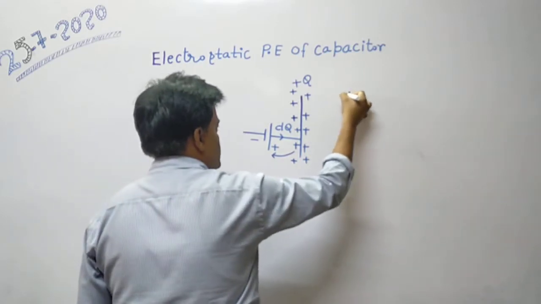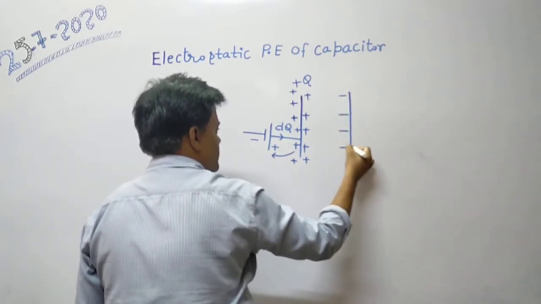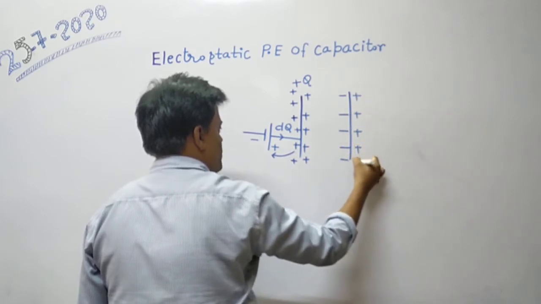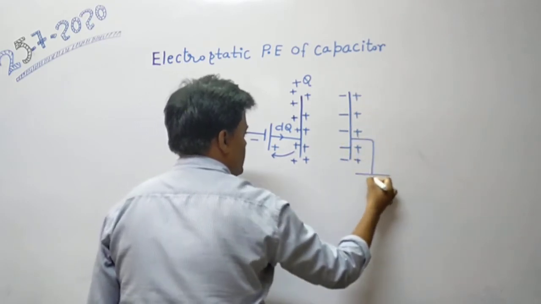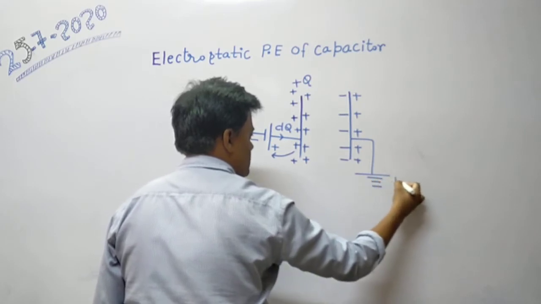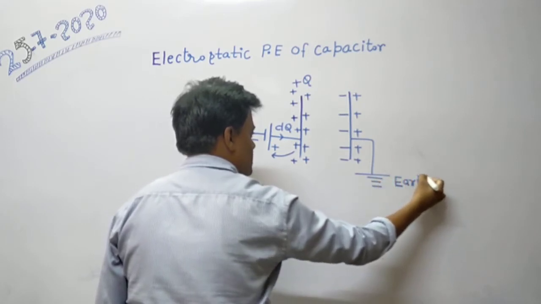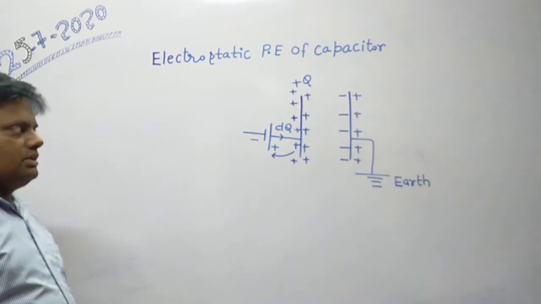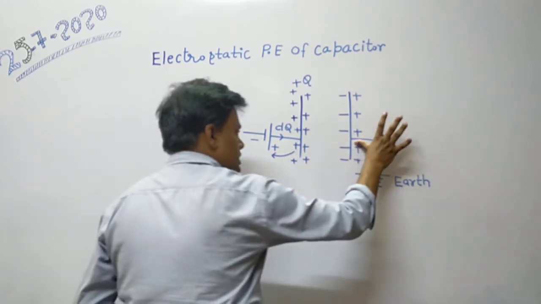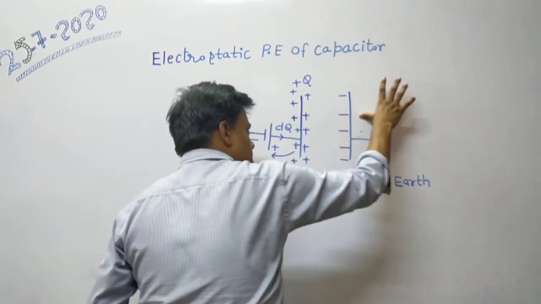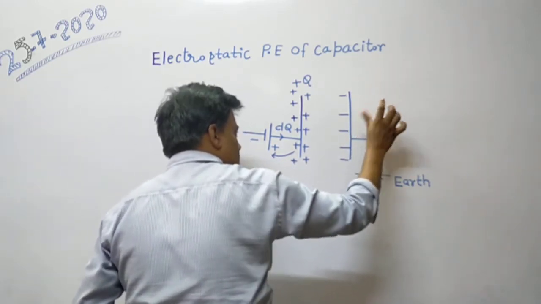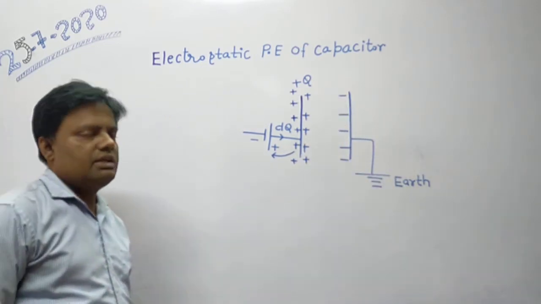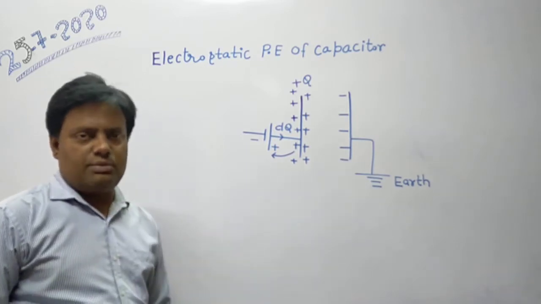Now by the induction process, this is negative and this is positive. Now you have to connect this plate with the earth. Complete positive charge will go inside the earth. There will be only the remaining negative charge on this plate, which increases the capacitance of this parallel plate capacitor. This is the principle of a capacitor.